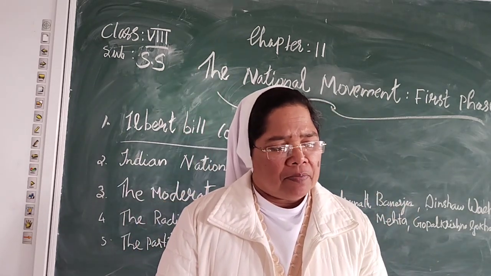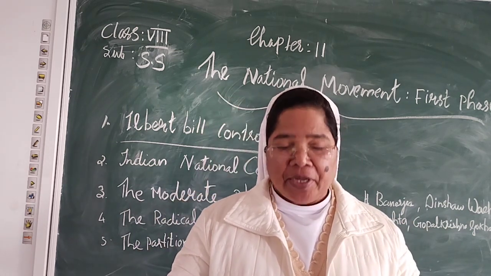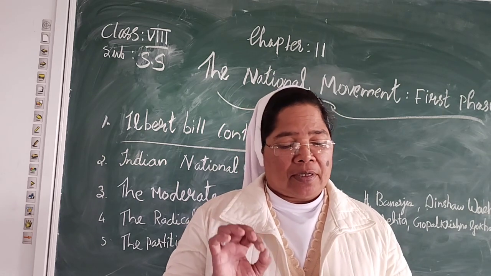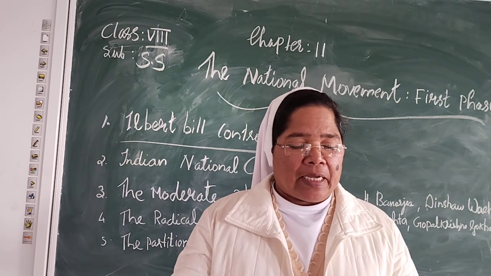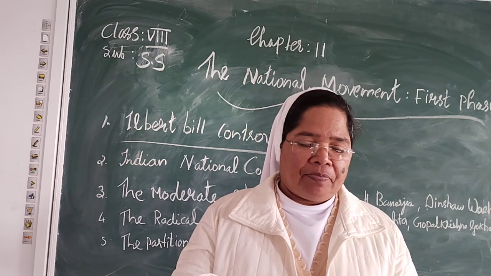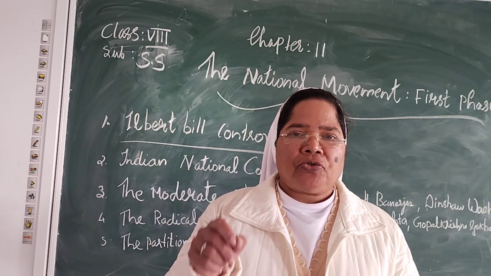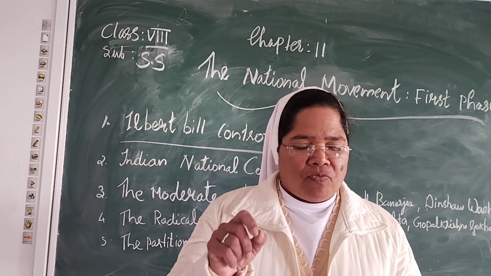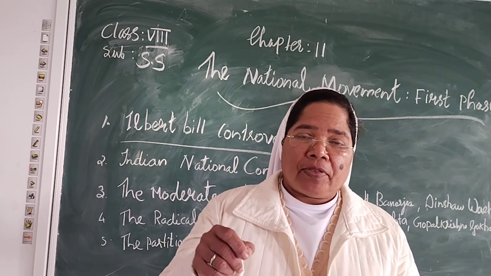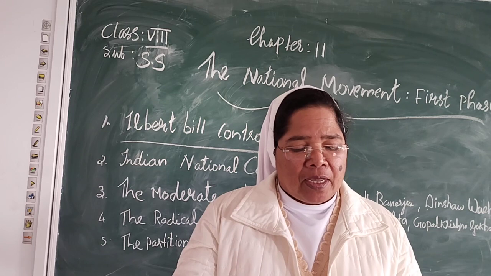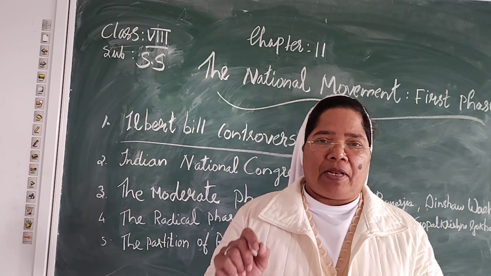The Ilbert Bill was introduced by Sir Ilbert, a law member during the reign of Lord Ripon, created and written in 1883. It had a provision which gave Indian judges the power to try cases involving Europeans. Immediately, the whole European community started an agitation opposing the bill.